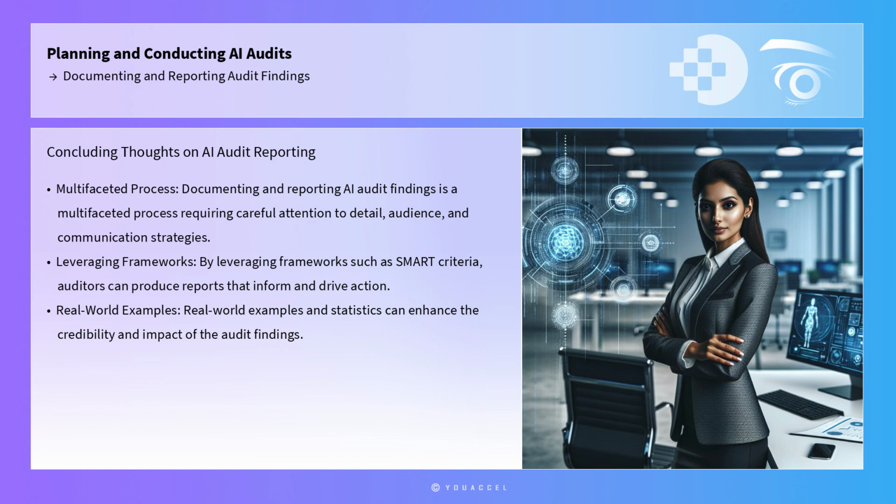In conclusion, documenting and reporting AI audit findings is a multifaceted process that requires careful attention to detail, audience, and communication strategies. By leveraging frameworks such as SMART criteria, utilizing visual aids, and tailoring communication to diverse stakeholders, auditors can produce reports that not only inform but also drive action. Real-world examples and statistics can further enhance the credibility and impact of the audit findings. As AI systems continue to evolve, the role of auditors in ensuring compliance and ethical standards will become increasingly vital, making these skills indispensable for any certified AI compliance and ethics auditor.